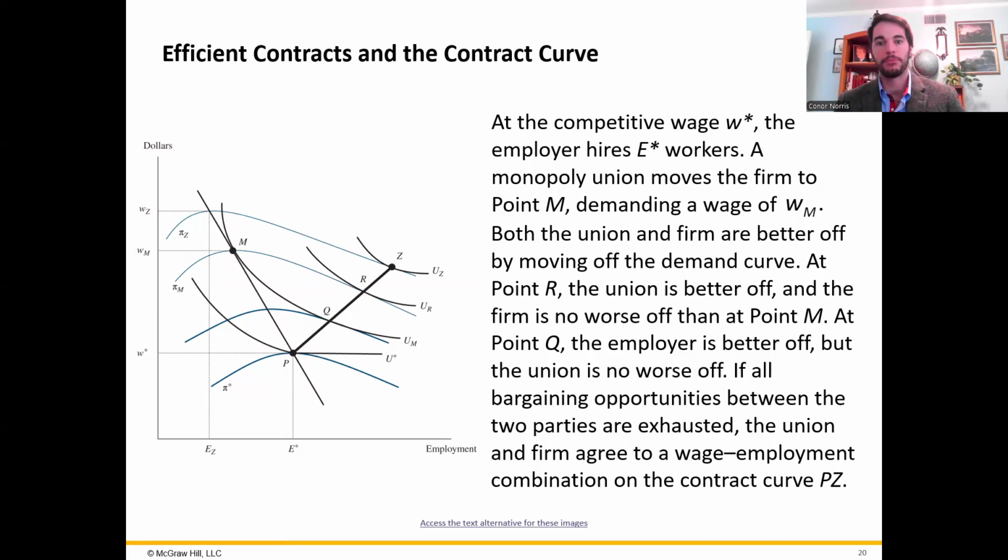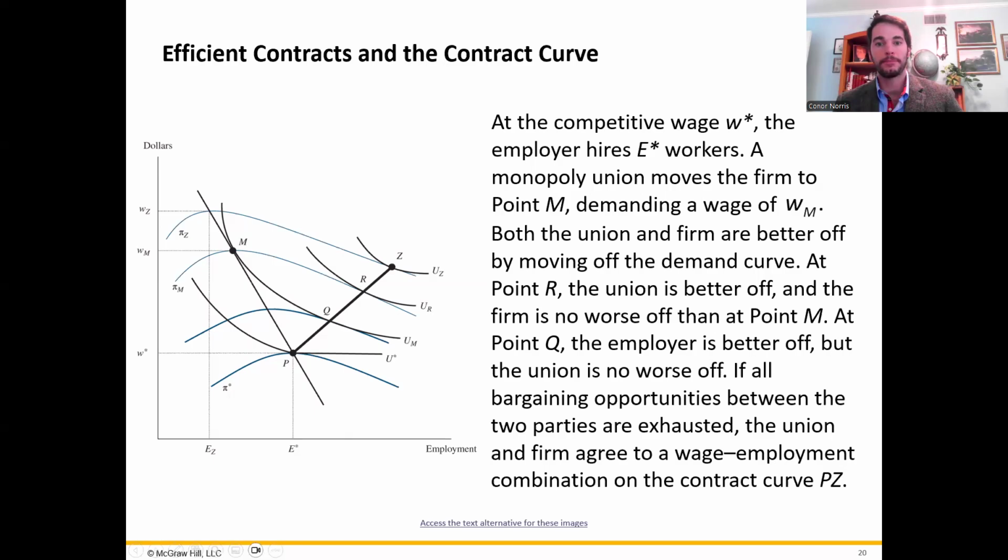So let's think about this. At point Q, right here, the firm is better off than this monopoly wage here, and the union is indifferent. At point R here, the firm is the same, just as bad off, they're on the same ISO profit line, so it's this exact same level of profit for them. They're indifferent between the two, but the union is on a higher indifference curve, so they have greater utility from that, so they're better off there.